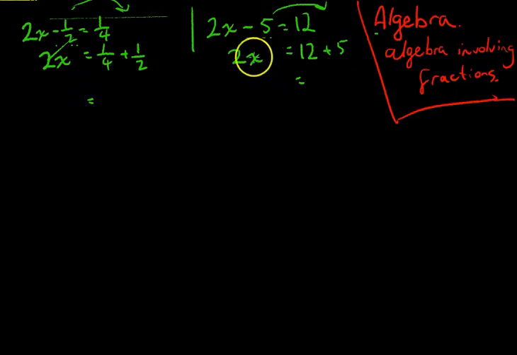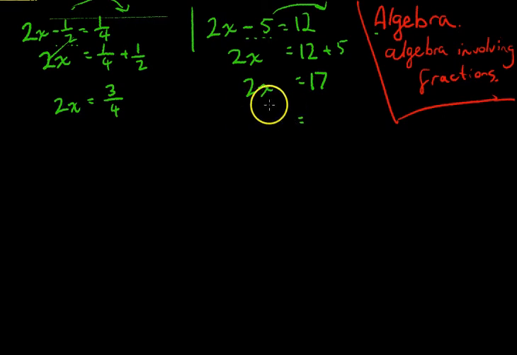Okay, so on this side, it says 2x equals 12 plus 5, which is 17. Now, you can type that into your calculator to get that answer. And on this side, you can do the same thing. If you type 1/4 plus 1/2 into your scientific calculator, you should get an answer of 3/4.